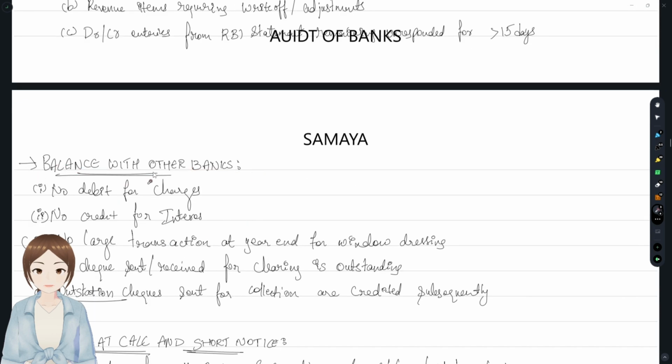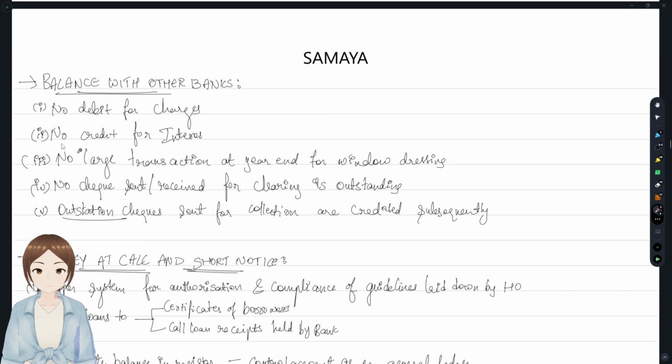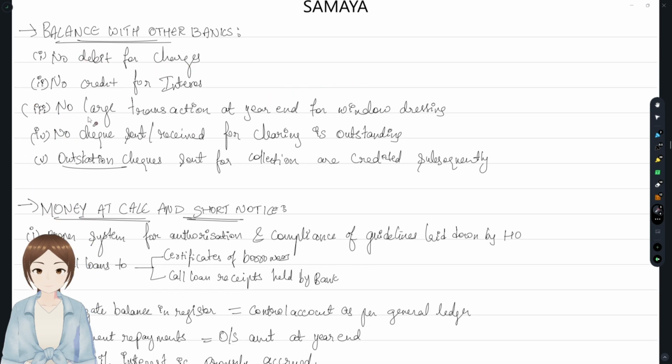And balances with other banks, what do we have to check for? We have to check no debit for the charges and no credit for the interest, and no large transaction at the year end for window dressing. That also has to be checked for. And no outstation cheques sent for collection are credited subsequently. These were the things that we have to check with regards to balances with other banks.